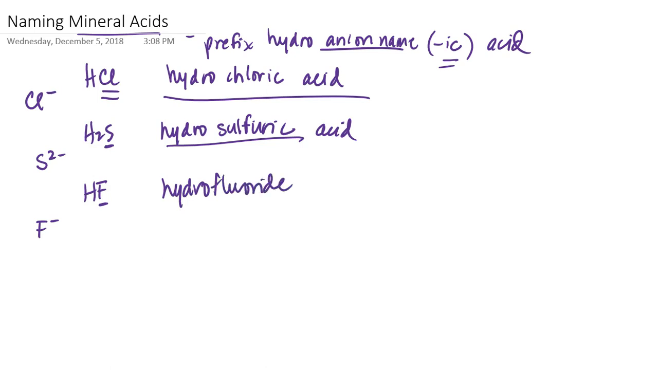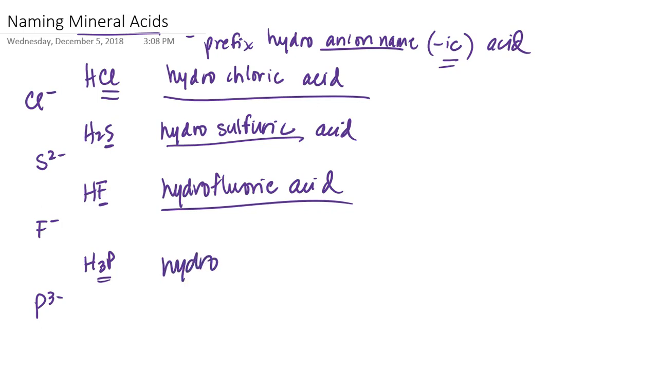I'm going to name the anion and then modify it so that it has an IC suffix, and finish off the name with the word acid. All right. One more example. Again, I mentioned this before. All right. This ion here would be the phosphide anion. And so if I were going to name this acid, I would start with the prefix hydro.